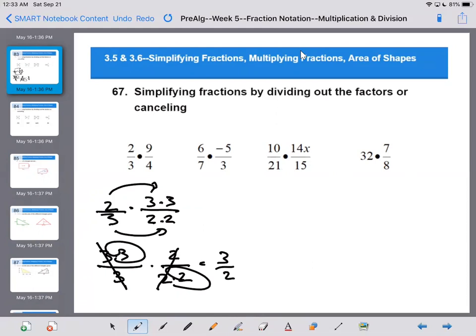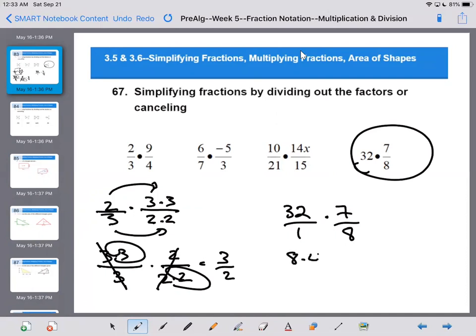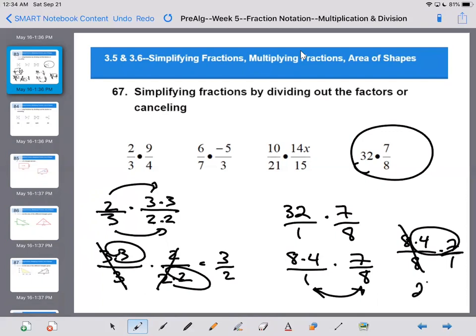If we look at this one here, 32 times 7/8, 32 over 1 multiplied by 7/8. Well, 32 I could simplify into 8 times 4. And then if I wanted to use the commutative property here, that would just give me 8 times 4 divided by 8 times 7 divided by 1. These will divide out. So what would happen is you'd have 4 times 7, which would give you 28 as a result.